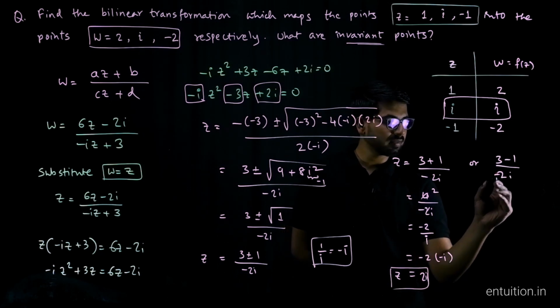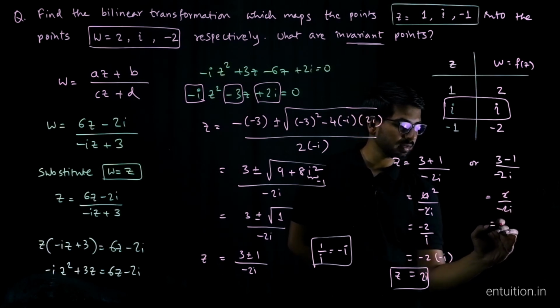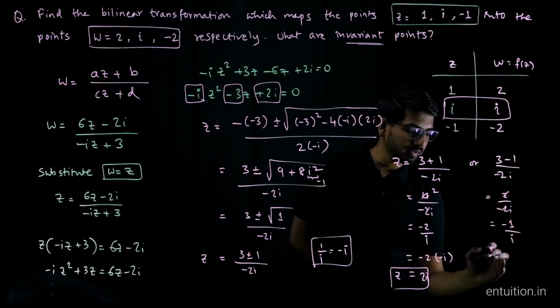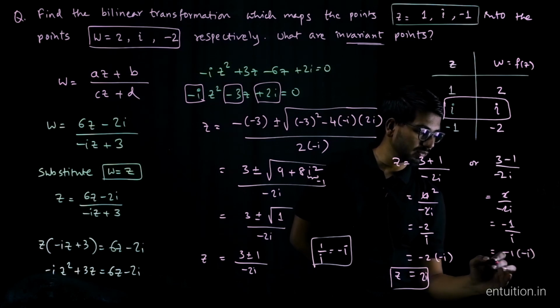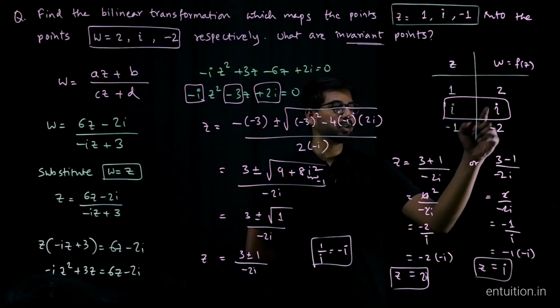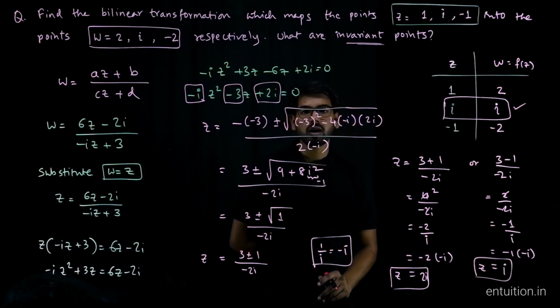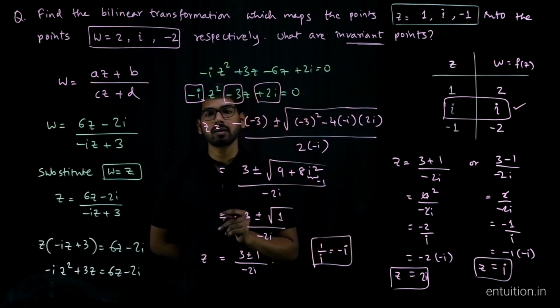Okay, so another one is 3 minus 1 is 2 over minus 2i. 2 ones are 2, the 2s get cancelled, so it is nothing but minus 1 over i, which is nothing but minus 1 times minus i, which is nothing but i. So another invariant point is i. This one we already knew. So i and 2i are the two invariant points.